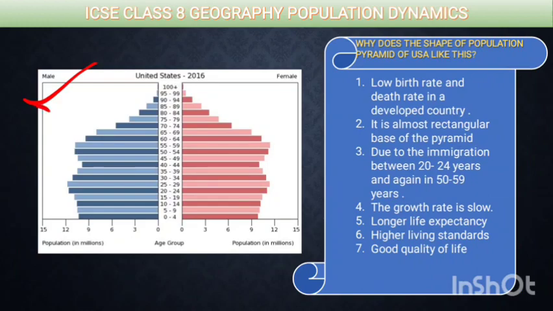And there is a different picture in a country like USA. The birth rate is low, the death rate is also low. It is almost rectangular in shape due to the immigration between 20 to 24 years and again 50 to 59 years. The growth rate is very slow. Longer life expectancy, standard of living, and good quality of health play a very important role in shaping the pyramid style.